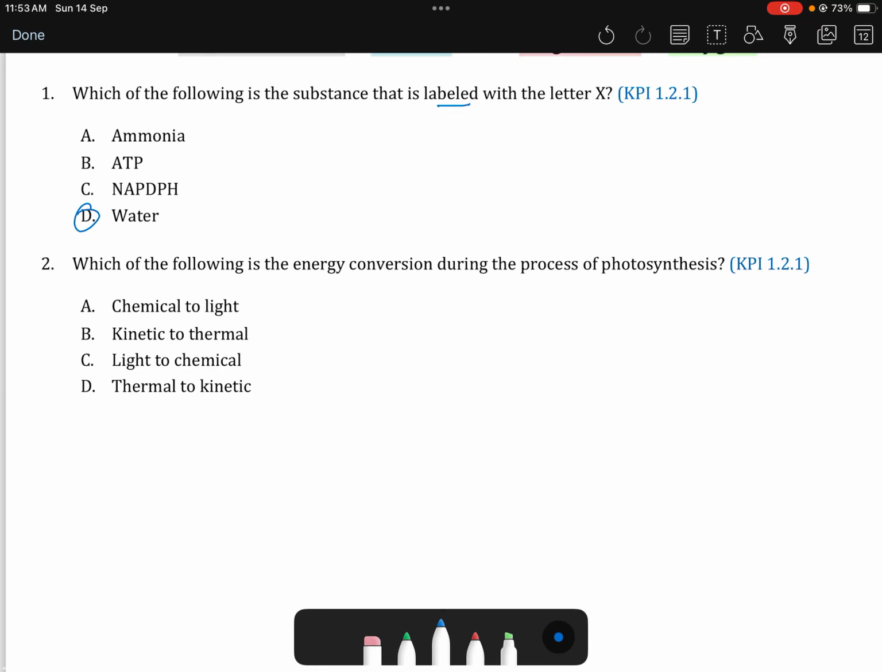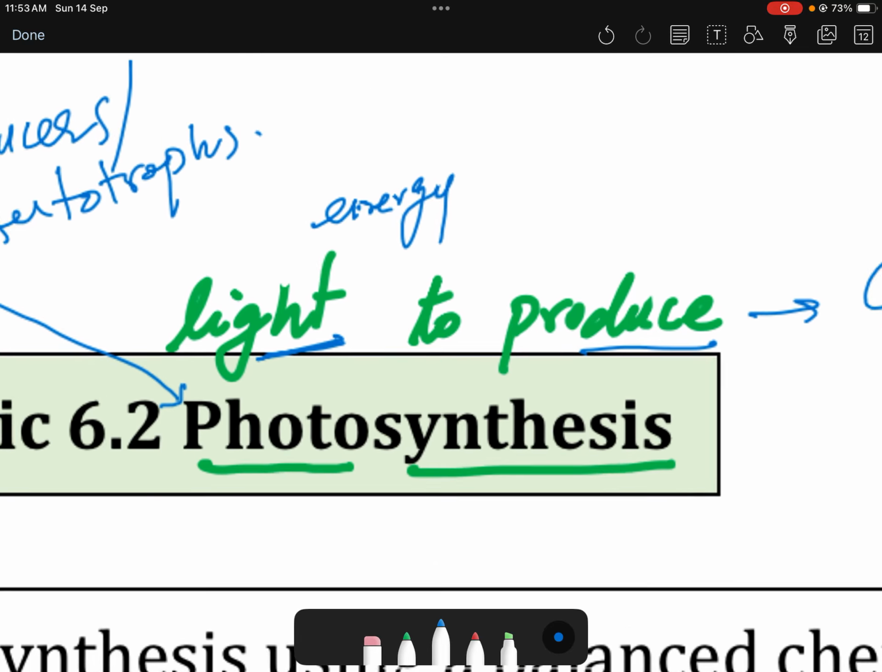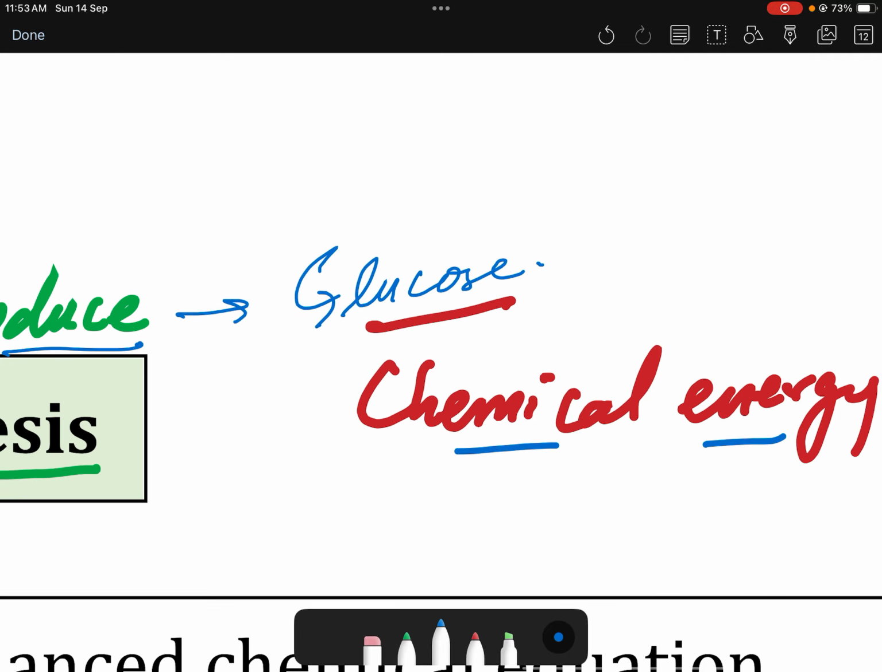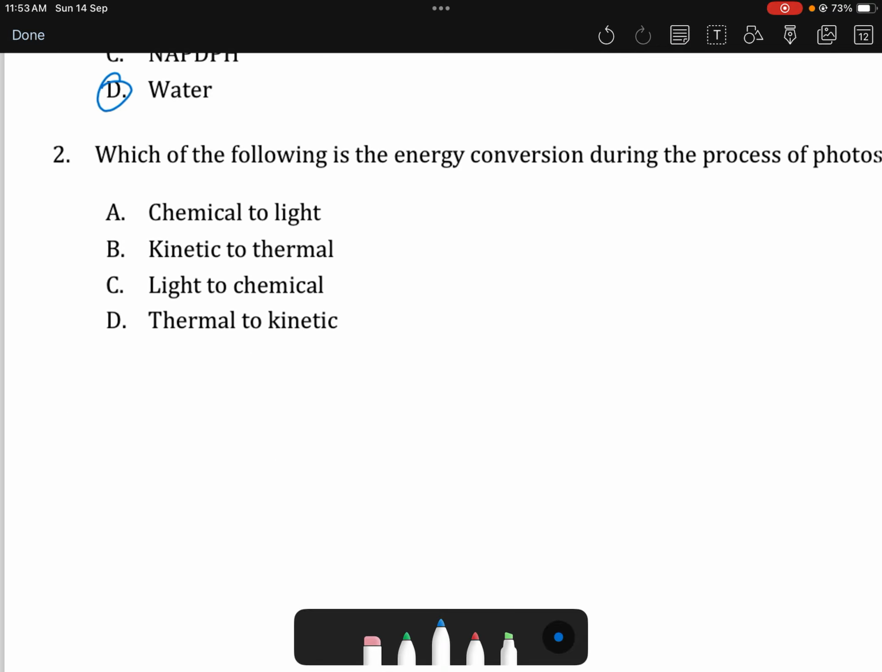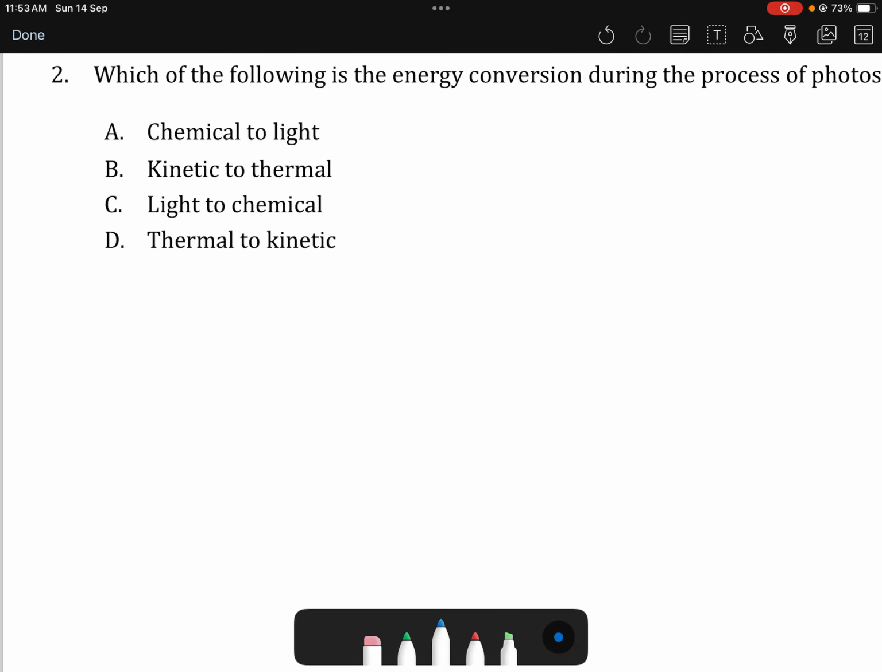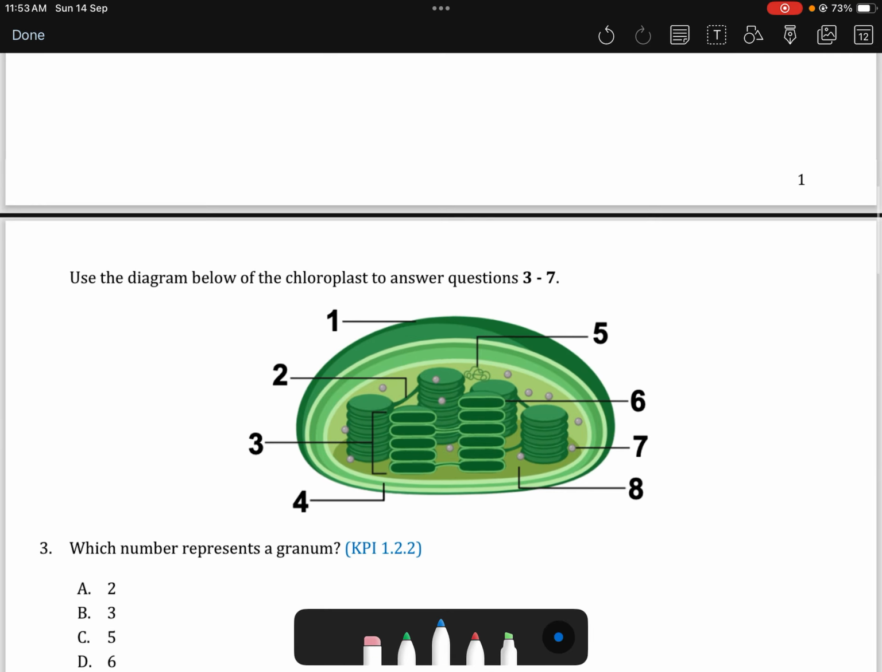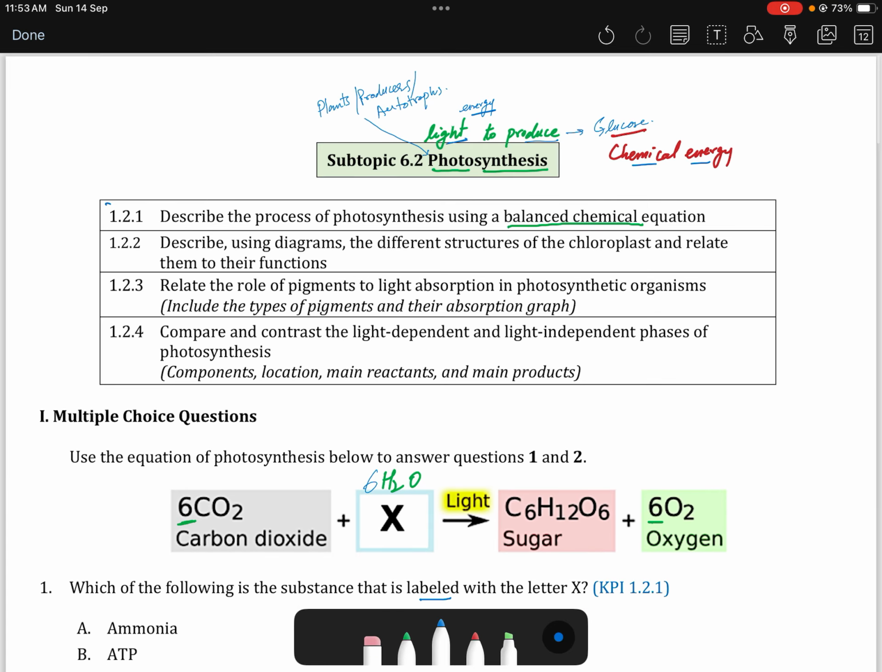Now, which of the following is the energy conversion during the process of photosynthesis? I already told you, light energy into chemical energy. So let's see down. Light into chemical, so this is C. Chemical to light, no. Kinetic to thermal, no. Thermal to kinetic, no. Now the next one, first KPI is done.